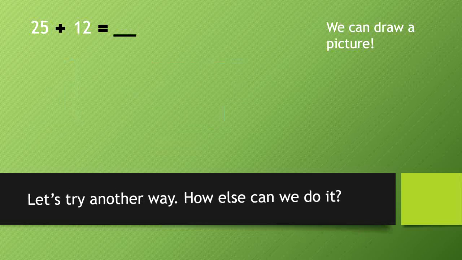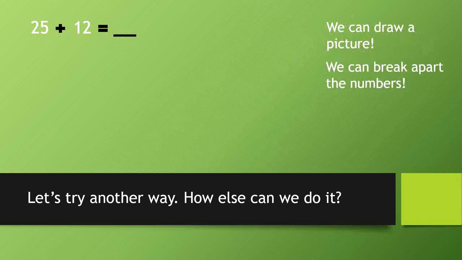Let's try it another way. How else can we do it? We can break apart the numbers. Great idea. Let's try. If we break apart 25 into tens and ones, it will be 20 and 5. And if we break apart 12 into tens and ones, it will be 10 and 2.